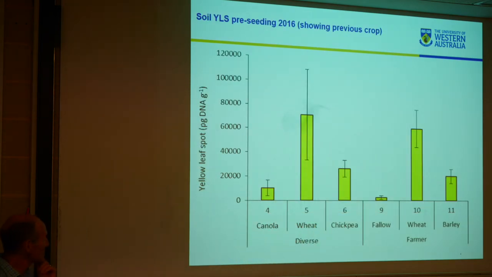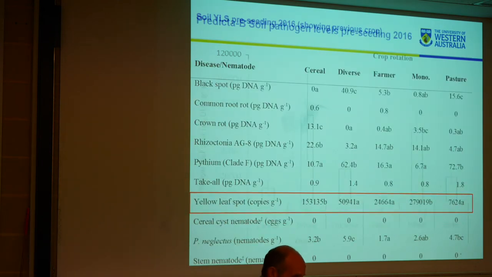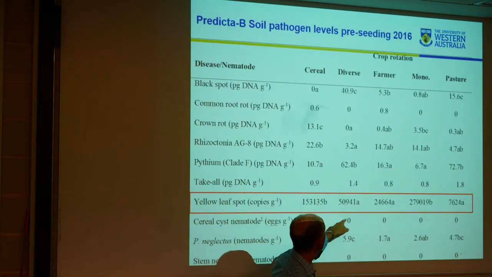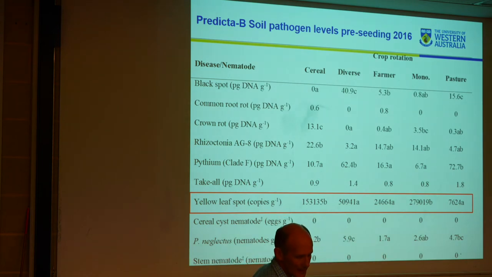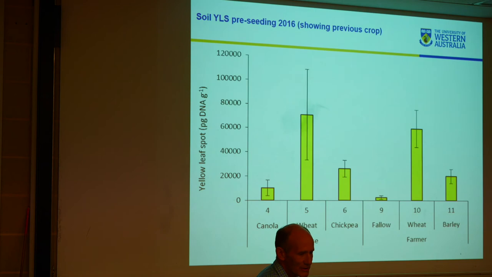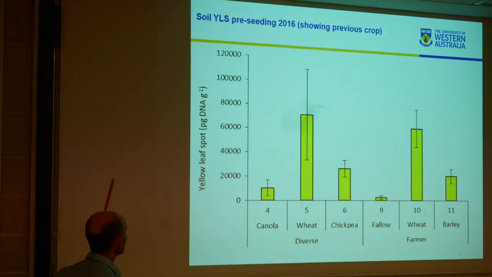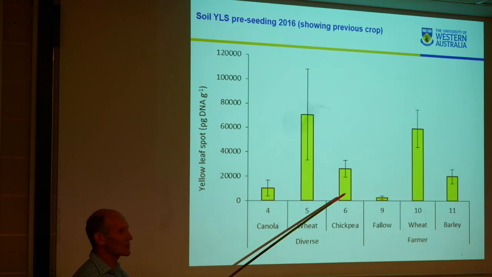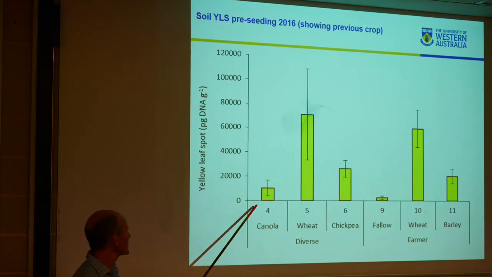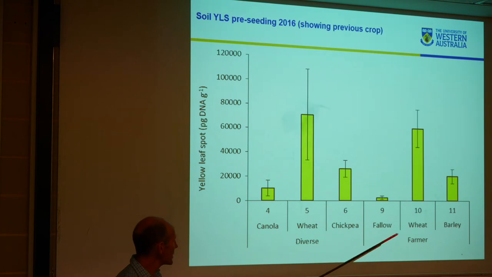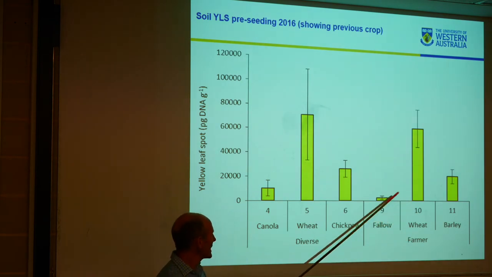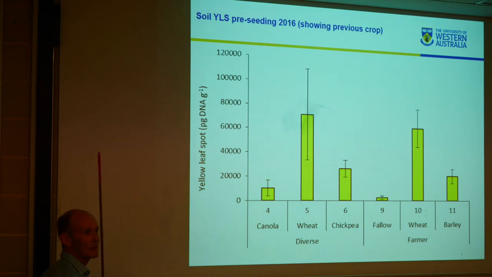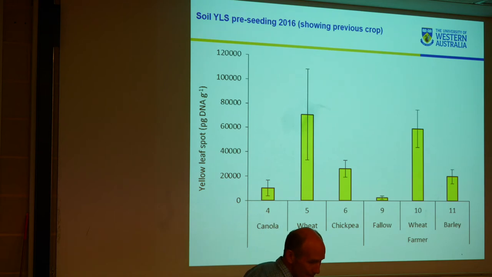I put up this because it just shows, although we have low levels in the diverse rotation and the farmer rotation, let's just have a look and see how it drops. Looking at yellow leaf spot DNA here in the diverse rotation, you can see high levels with the wheat, and every subsequent crop after that that's non-wheat, you see levels dropping. It's interesting as well, where we have the farmer rotation, how effective that fallow seems to be in dropping levels of yellow leaf spot DNA.